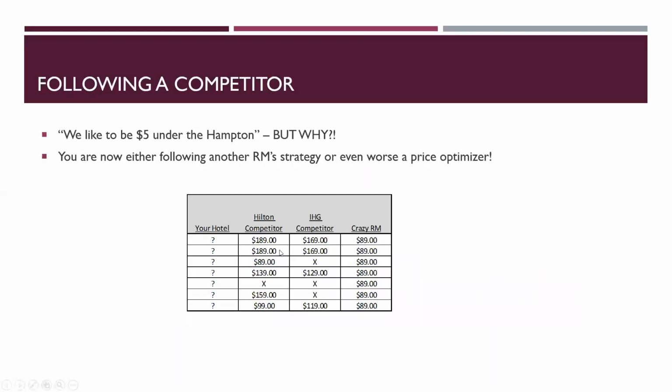So I included this little rate shop here. This has a Hilton competitor, an IHG competitor, and then I threw this one in here just for fun, this crazy revenue manager. But this isn't too far off from what you might see in a real market. If you're always $5 under the Hilton, these are very, very volatile rates, and the reason they're volatile is because a lot of these Hilton properties and IHG properties use a price optimizer, which doesn't have that human touch. So always keep that in mind. This is always a big red flag if you hear a GM or a director of sales say this. Make sure you're always questioning, okay, why do we want to be $5 under the Hilton?